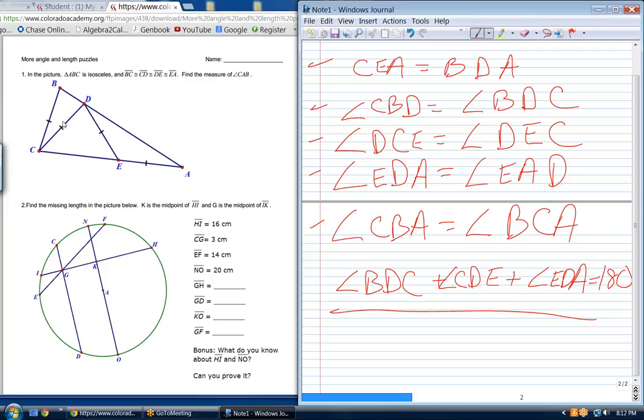This is equal to the sum of those two. So another equation we can write is angle BCD plus angle DCE is equal to angle BCE. Basically taking the approach of writing everything I can that I know.